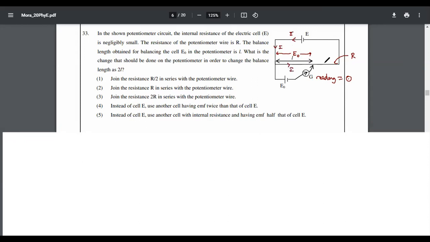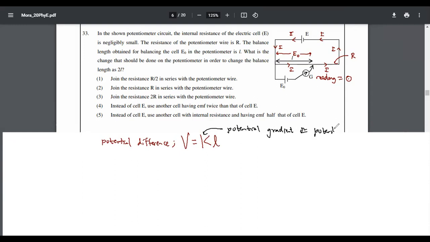If you want to increase the balance length, what should you do? To increase the balance length, this is the equation for the potential difference across the potentiometer wire. If you take it as V equal to KL. And what is the meaning of this K, people? K is called the potential gradient, or in other words, you can say potential drop per unit length.